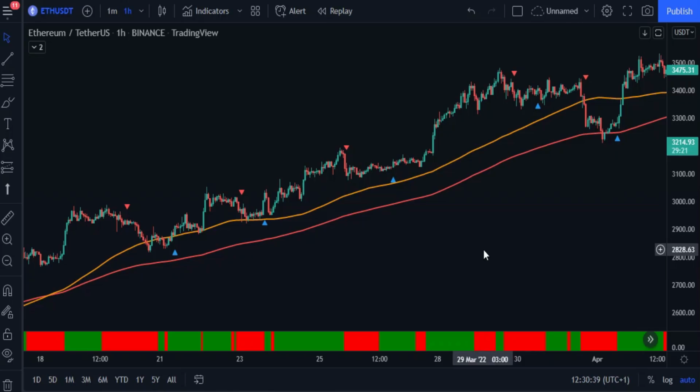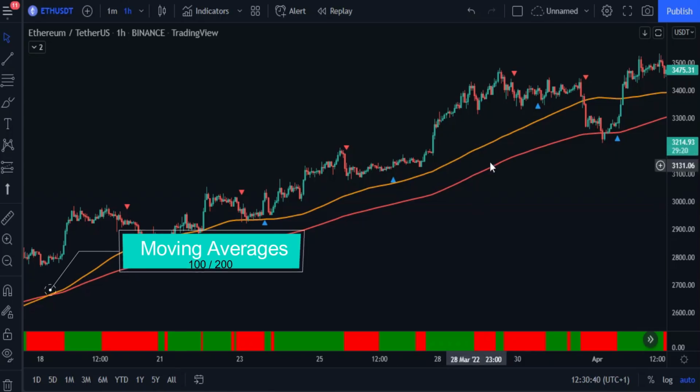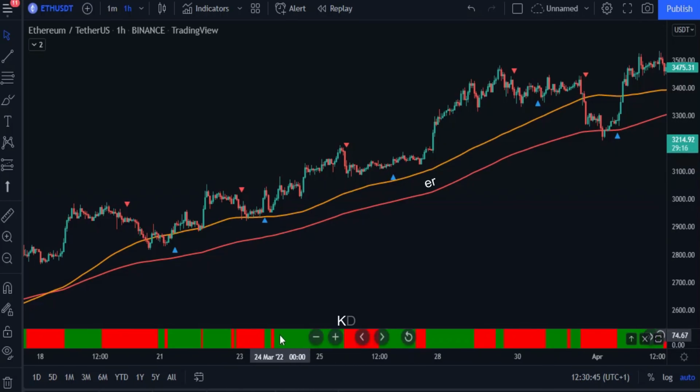In this strategy we will use three indicators. We will use the moving averages to find out the direction of the trend, and the trend trader indicator to enter a position. And we will use the KDJ indicator to filter the results.